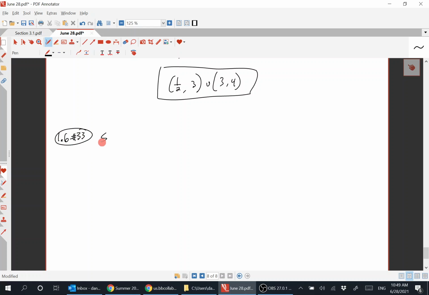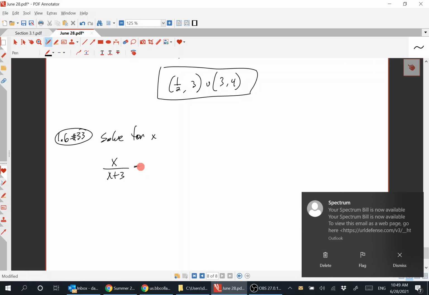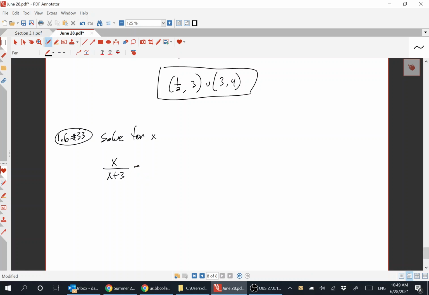So solve for x. So x over x plus 3 is equal to 2 over, no, wait a minute, 33 I want to do.